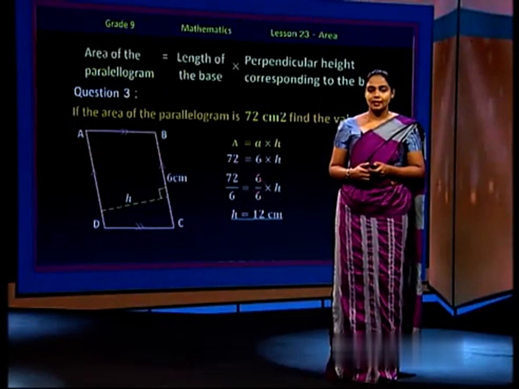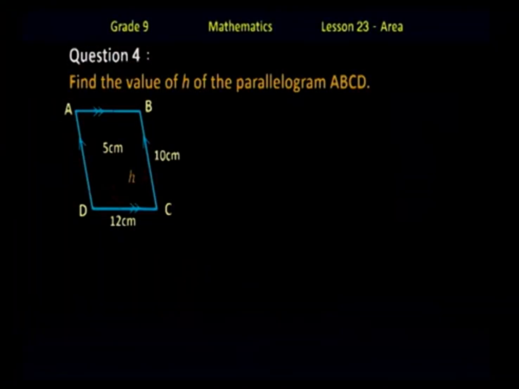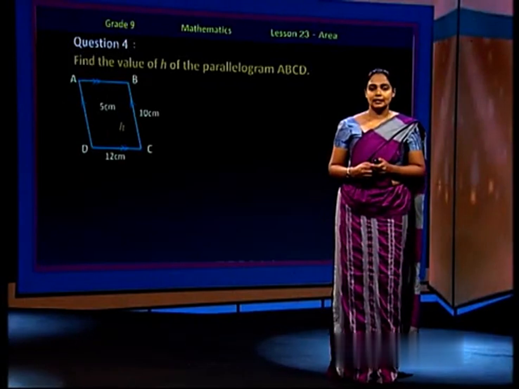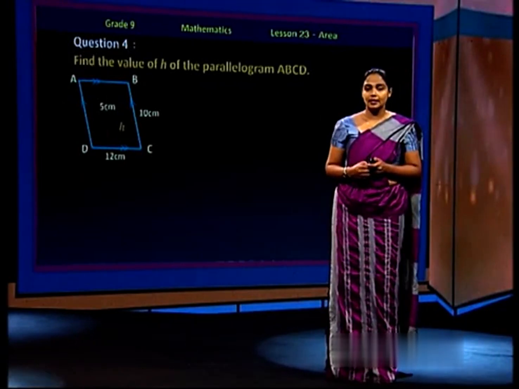Now let's go to the next question. It is question number 4. First of all, read the question. And you should find the method for how you can get the answer. Find the value of h of the parallelogram ABCD. But here the area is not given. But in the previous question you had the area of the parallelogram. Now find out the method. You can use your knowledge.